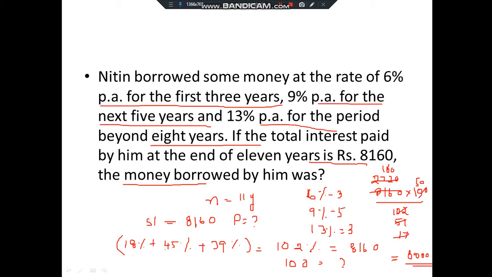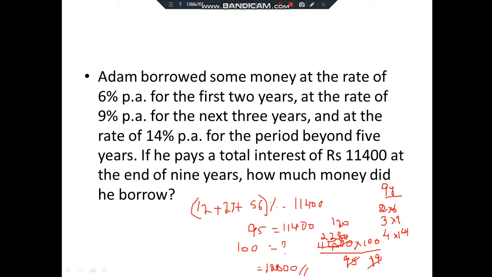I hope you understood. The same way I have one more question. You try it by yourself. Okay. Anyway, I'll explain it to you. See. Adam borrowed some money at the rate of 6% per annum for the first 2 years, at the rate of 9% per annum for the next 3 years, and at the rate of 14% per annum for the period beyond 5 years. If he pays a total interest of rupees 11,400 at the end of 9 years, how much money did he borrow?